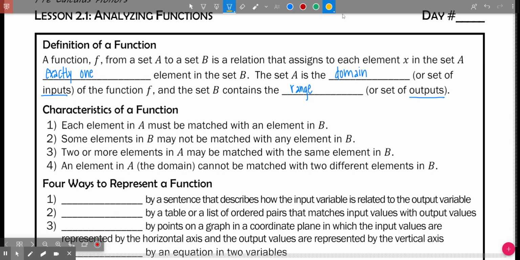Each element in A must be matched with an element in B. Some elements in B may not be matched with any element in A. Two or more elements in A may be matched with the same element in B, but an element in A, the domain, cannot be matched with two different elements in B.